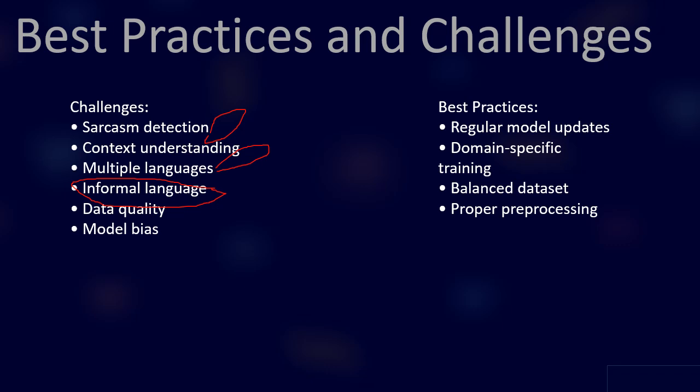And a few of the best practices are giving regular updates to the model, so it can be updated and give accurate information, and doing the preprocessing properly so that it can give accuracy and the exact meaning. And specifically domain-specific training: based on the particular domain or training dataset, it can give you the exact information when it understands the data perfectly.